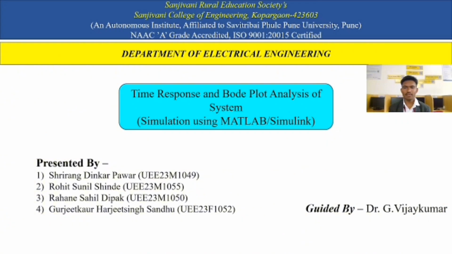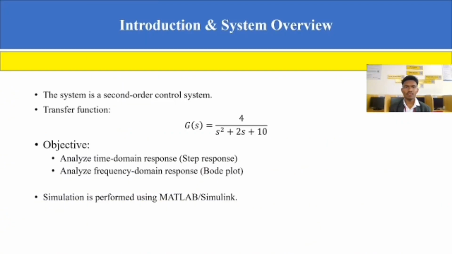Our guide for the C activity is Dr. G.B. Vijay Kumar sir. After that, in the introduction and system overview, we have used a second order control system by taking the function G(s) = 4 / (s² + 2s + 10). For this function, we have used C(s) = R(s) / (1 + R(s)) for solving the equations.